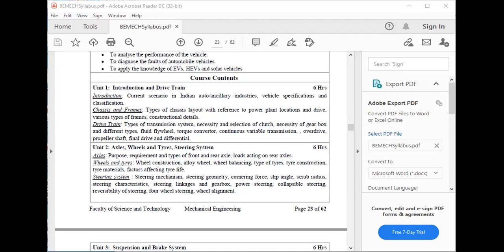The diaphragm spring is also provided. See this diagram. Then the diaphragm spring clutch is provided. This is the diagram for that. The mechanical diaphragm cone clutch is also available there. This is again another type of clutch.